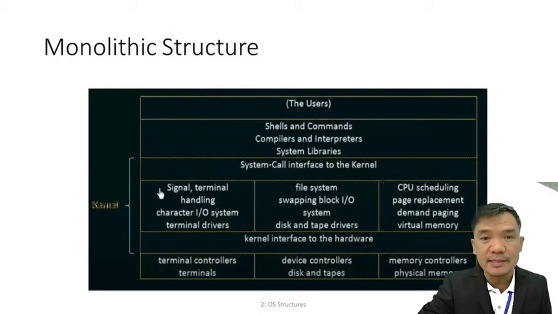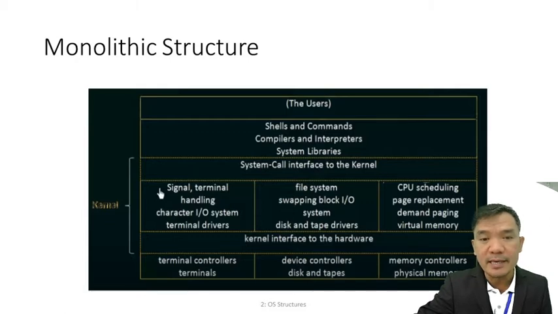The second structure is the monolithic structure. It is almost similar to the simple structure, but here we emphasize that there is a group of kernel here. These three major layers are already part of the kernel, but there are the user, the shells and command compilers and interpreter, the systems library, and below that is your kernel. Then your kernel has access to the terminal controllers, device drivers, device controller, and memory controller.